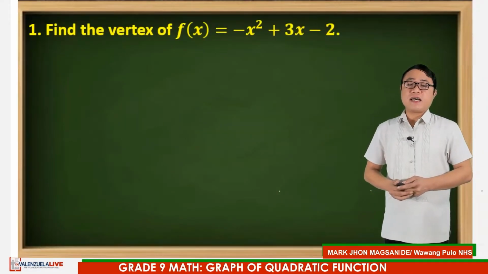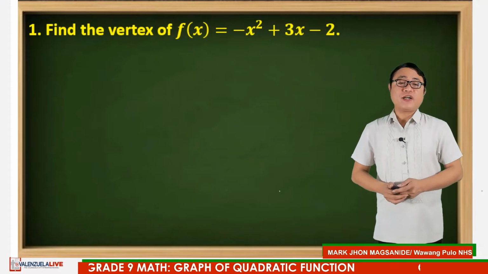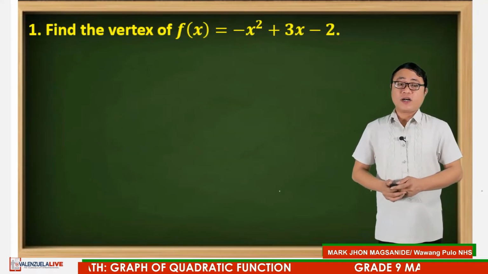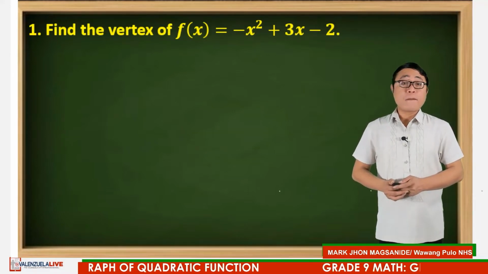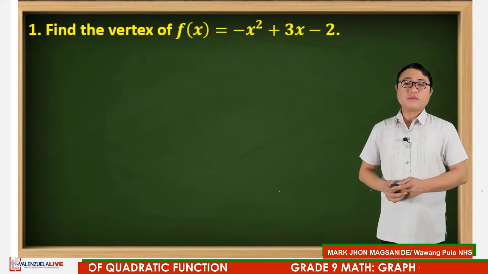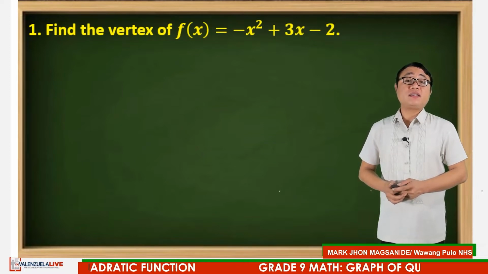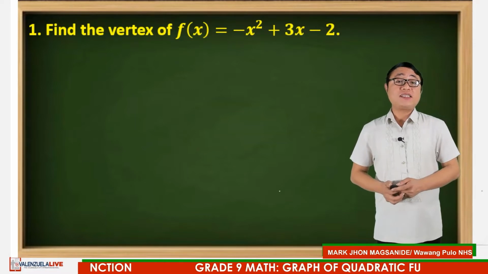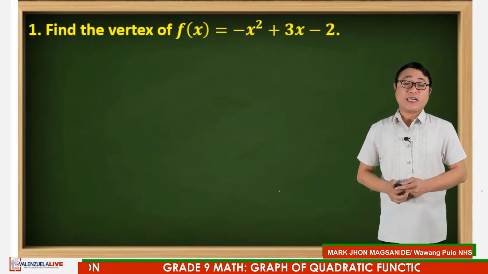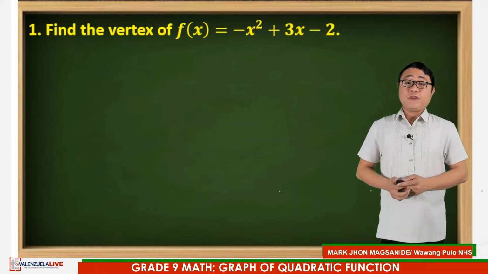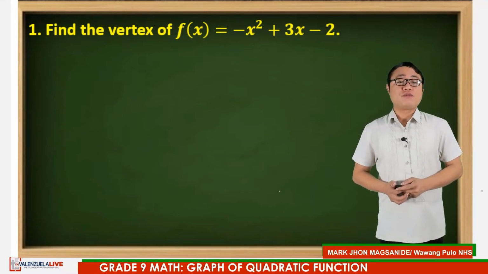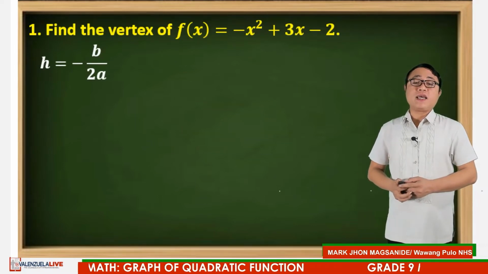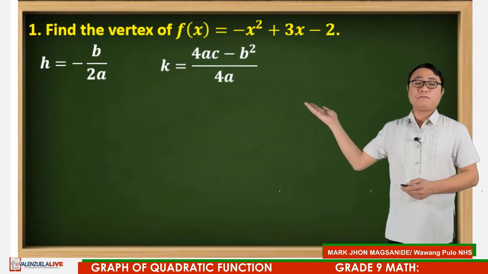Let us have this example. Find the vertex of f(x) is equal to negative x squared plus 3x minus 2. Since the given is in standard form of quadratic function, we can use any of the two given sets of coordinates with formula which I discussed a while ago. In this, we will use the 2. For the first, h and k with this corresponding formula.